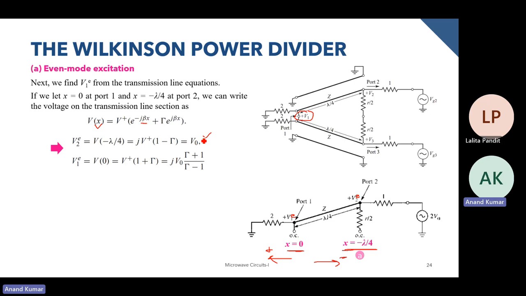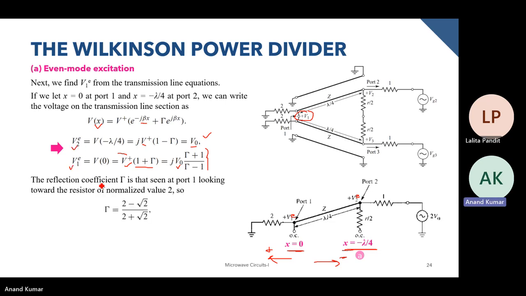So V2E is V0. We have this, and V1E as V plus times j into 1 plus gamma, and we can substitute the value of V plus from here. So we have V plus times 1 minus gamma equal to V0. So we have V plus is equal to V0 by j times 1 plus gamma, and we can substitute that to get this expression over here. So we have eliminated V plus, which was unknown, with V0, which we know. So we have V2E and V1E with us, and the reflection coefficient, which is unknown, we can calculate very easily.